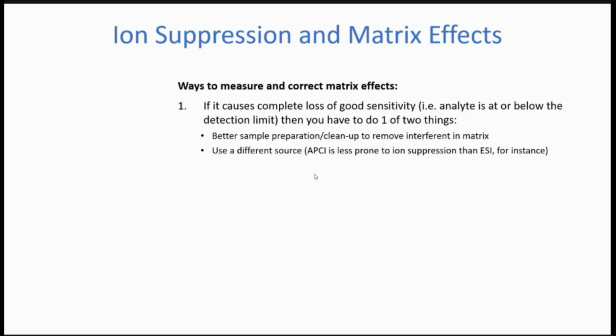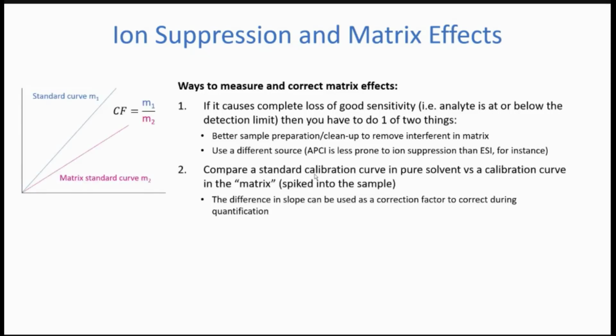Anyhow, better sample preparation or cleanup to remove your interference in the matrix. So that's on the sample preparation side. You could do something like a solid phase extraction to remove the potential interferent, or do some sort of preparative chromatography, or you can try a different source. So for instance, APCI tends to be less prone to ion suppression than ESI. So maybe you just want to try a different source that can effectively ionize your interference and your analyte equally well, and then you just don't care.